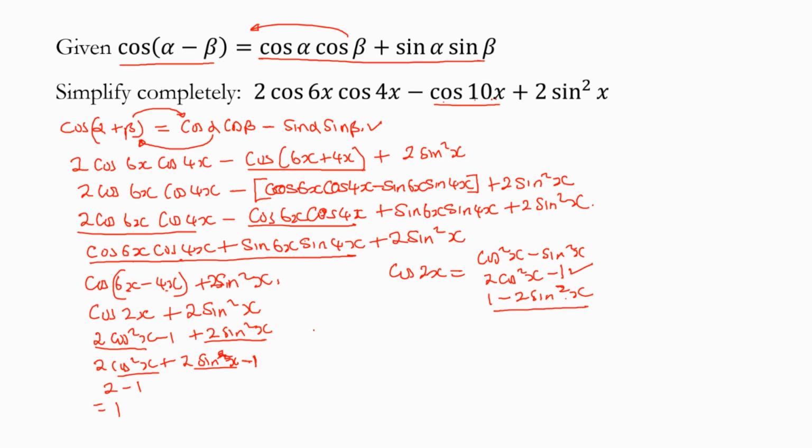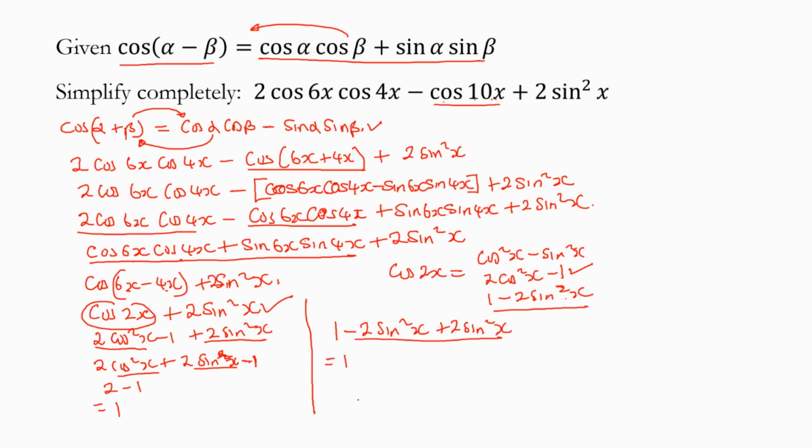We could also just pick this one, which is 1 minus 2 sine squared x. We can use it here, replacing cos 2x with this one. So it was going to be 1 minus 2 sine squared x plus 2 sine squared x. Then these are like terms. Subtract them, get 0. You remain with 1.